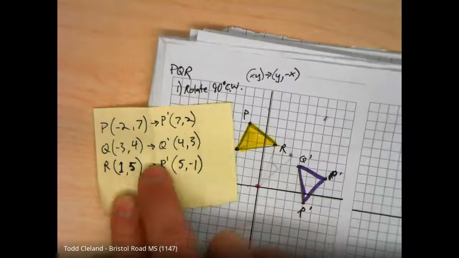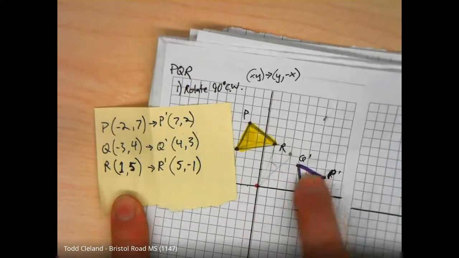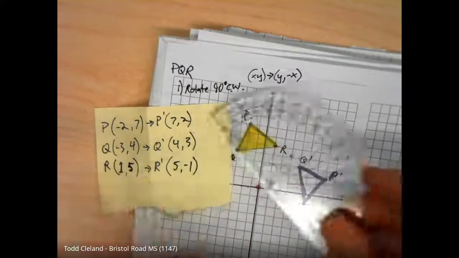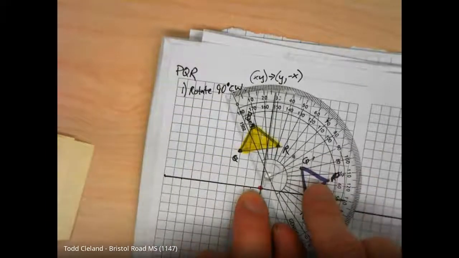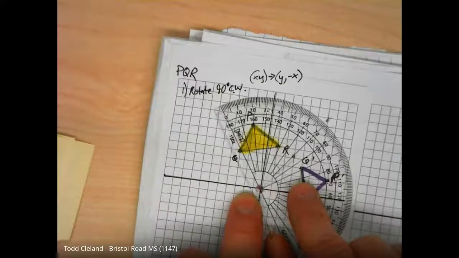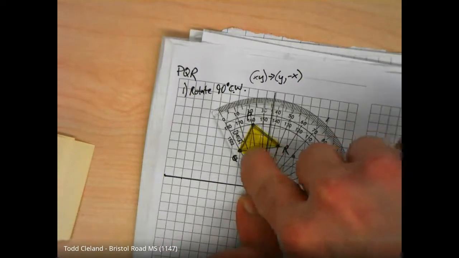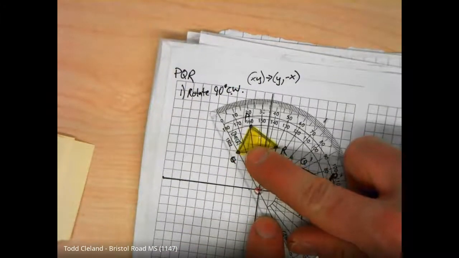So I do that for all three of them, and then I plot my points, and that's where they end up. And you can verify that with your protractor if you want to, just to double check. Now, remember, when you're using your protractor, you want to align it with that origin or whatever your rotation point is right there. And then you want to align it properly with the point you're checking. So I'm going to start with Q. I'm just going to check Q just like that.